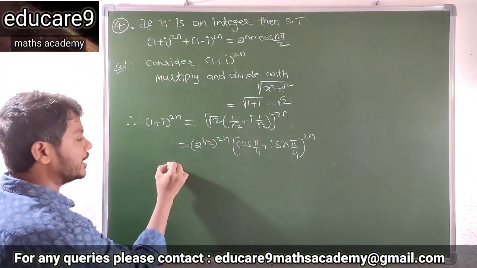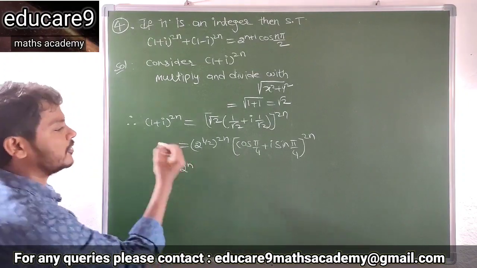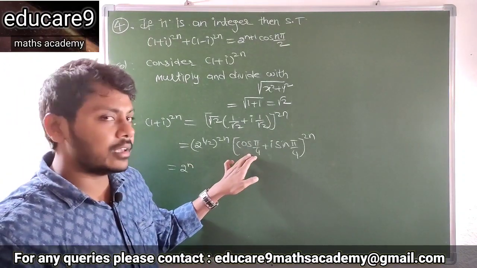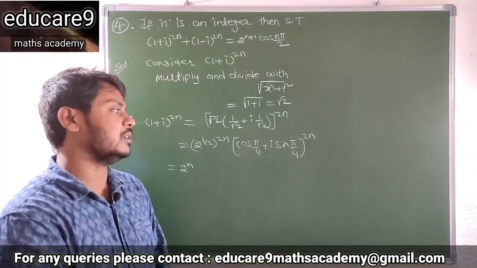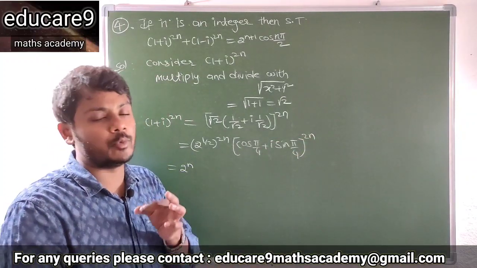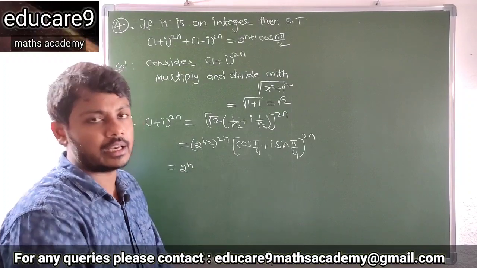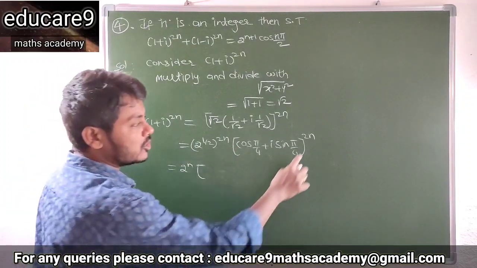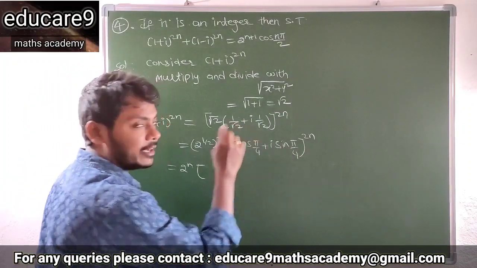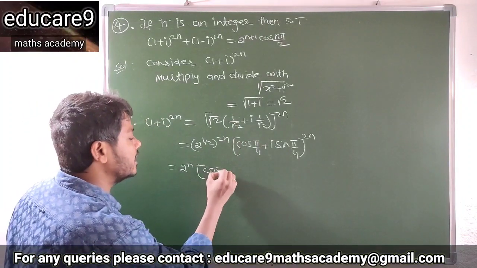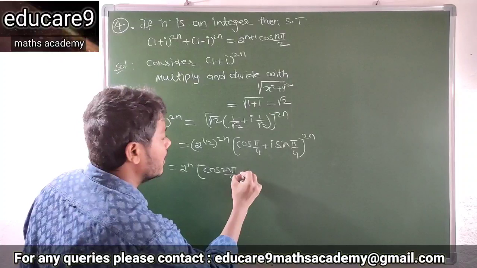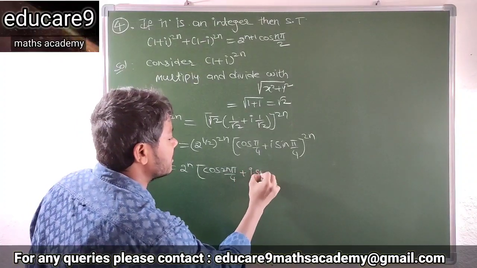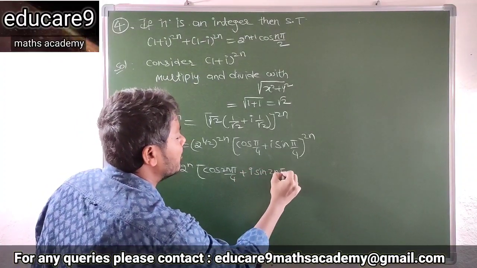So clearly 2 gets cancelled, you will get 2 to the power of n. And here it is in the form of cos theta plus i sin theta whole to the power of n. So here we have to apply de Moivre's theorem for integral index. So write this 2n in front of pi by 4. So you will get cos 2n pi by 4 plus i sin 2n pi by 4.